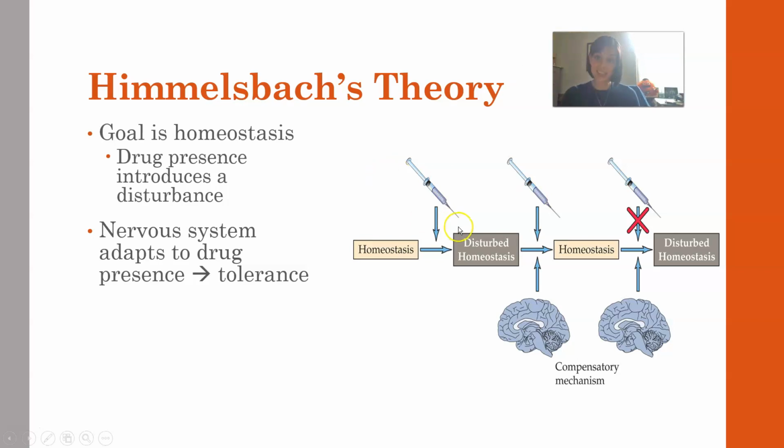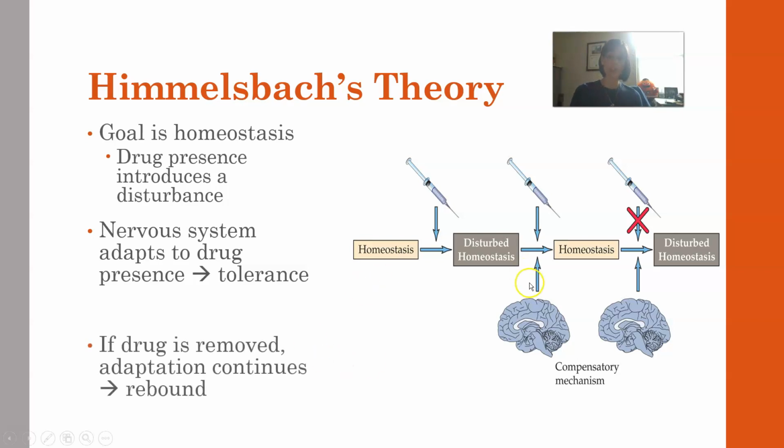So if I take something like an opioid, that introduces a disturbance into my system and knocks my body out of balance. So the nervous system, while you're taking this drug, you are constantly introducing a disturbance. Your brain, to help maintain that homeostasis, is going to start engaging in compensatory mechanisms to help counteract the effects of the drug and actually put you in a sense of homeostasis.